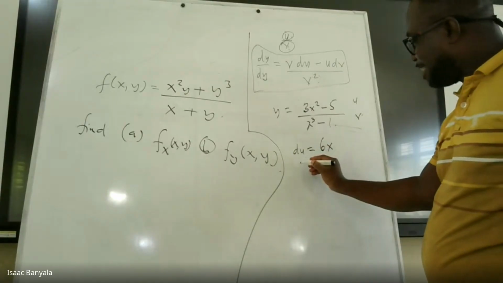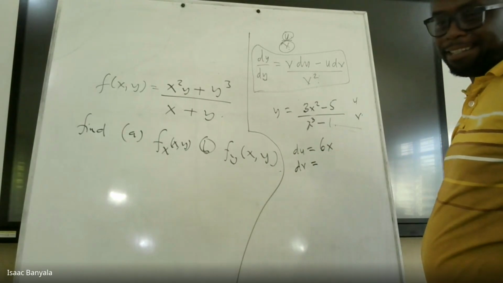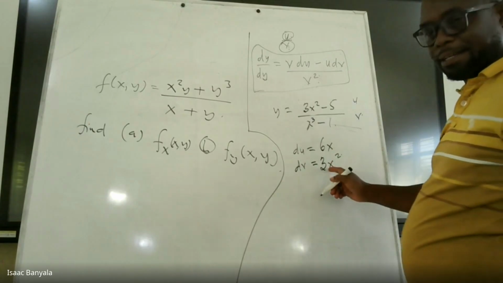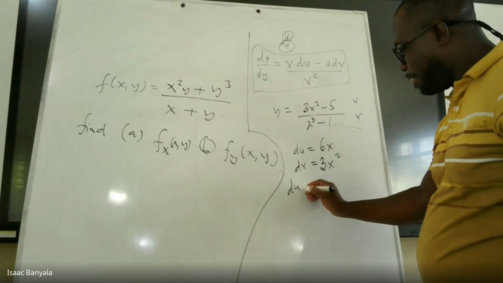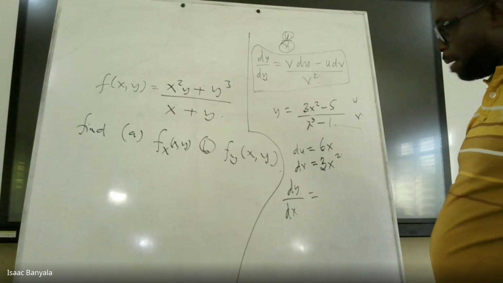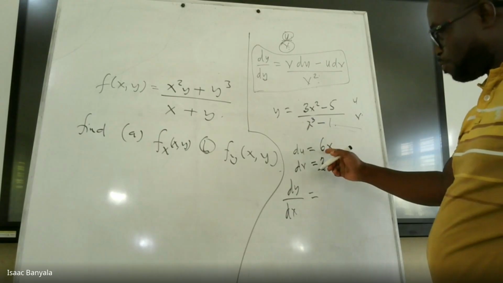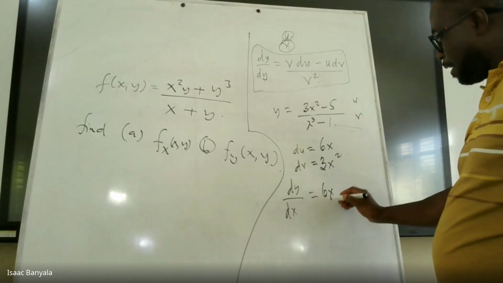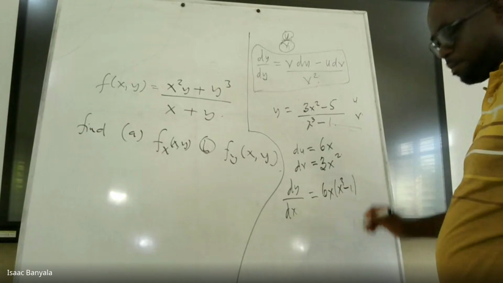Okay. Then let's find the v prime. Yes, 3x squared. So now we have this and that. Now let's put it there. Our dy dx is now equal to what? We keep the v, differentiate the u. V is this. So it will be 6x into bracket x cubed minus 1.